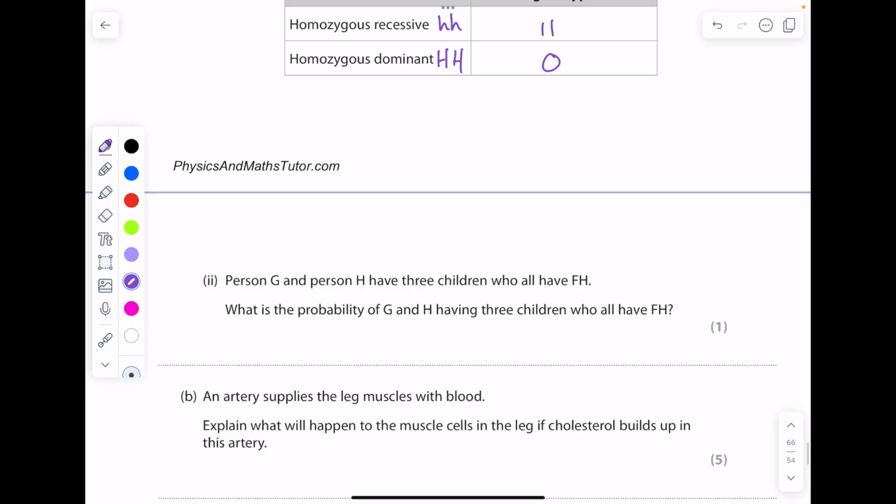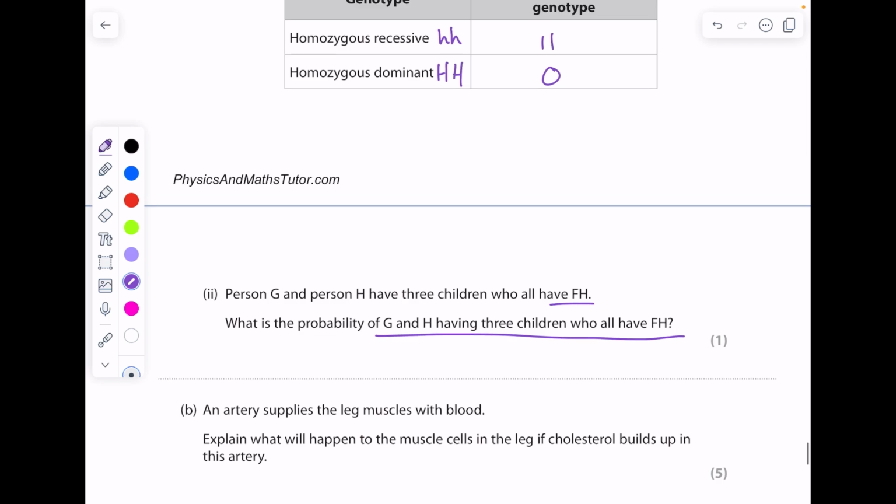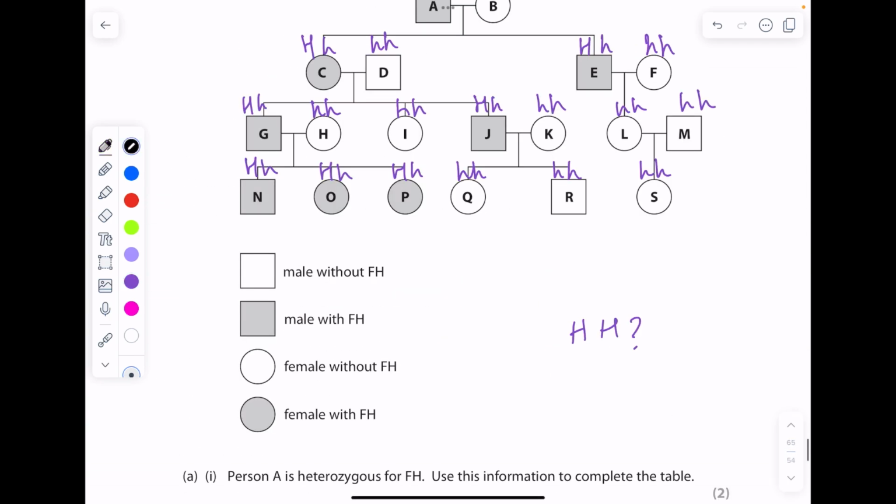Person G and person H have 3 children who all have FH. What is the probability of G and H having 3 children who all have FH? So G and H are here. Let's do a super quick Punnett square to work out the answer to this.